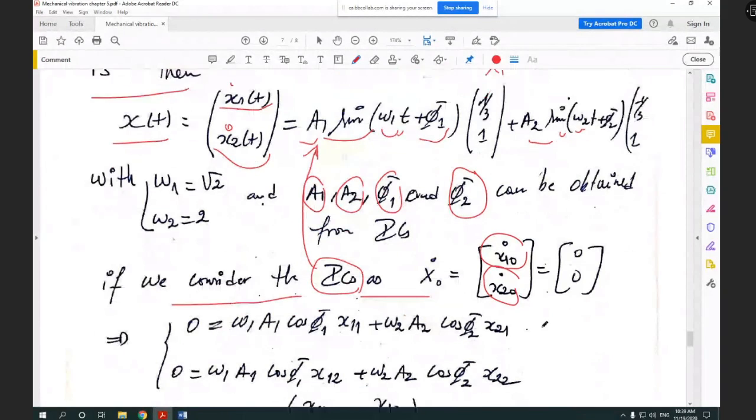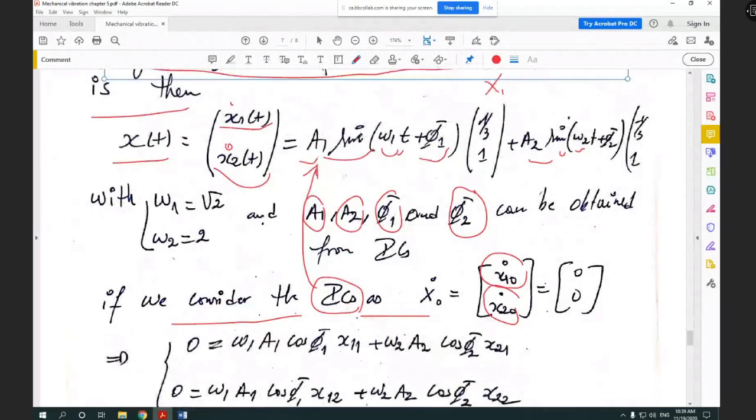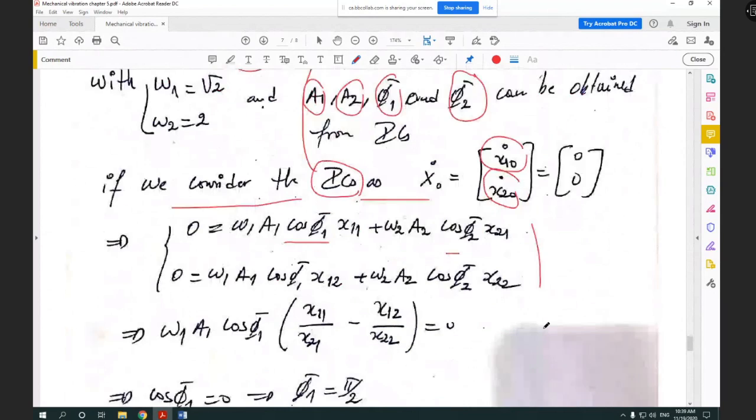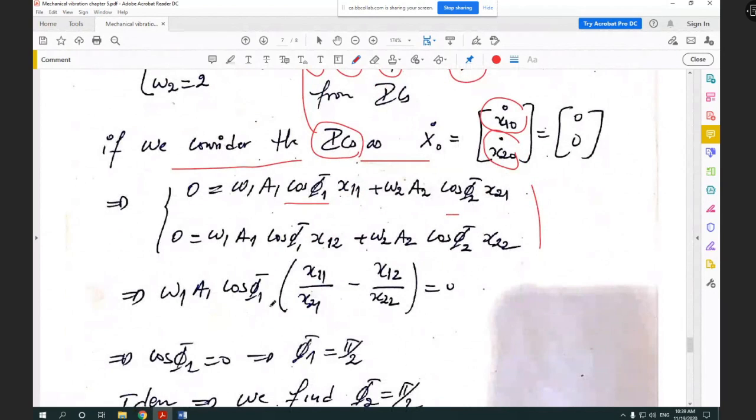We obtain, of course, the derivative of the sine gives us the cosine, and here the cosine, and we replace time by zero. That's why omega 1 and omega 2 will disappear in the cosine, and the same thing here. We obtain a system. From this system, look here, we can eliminate one parameter and replace another parameter.